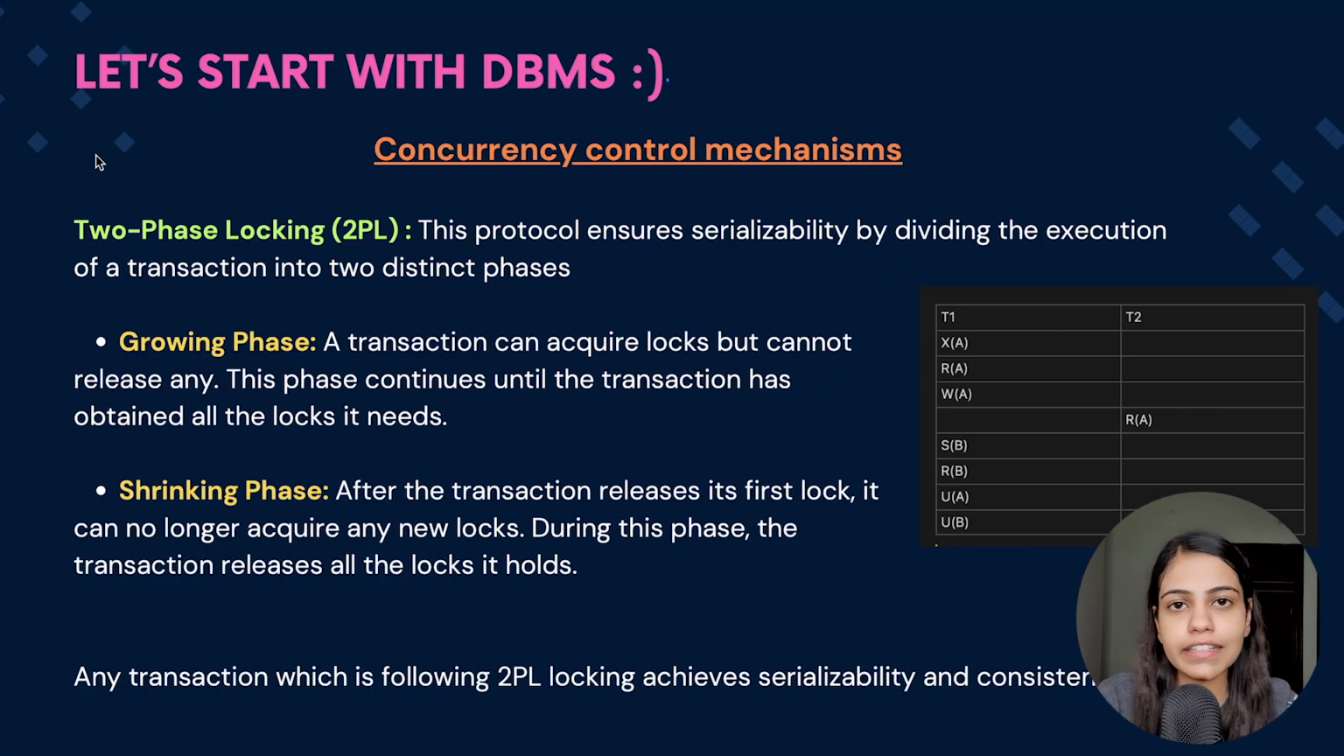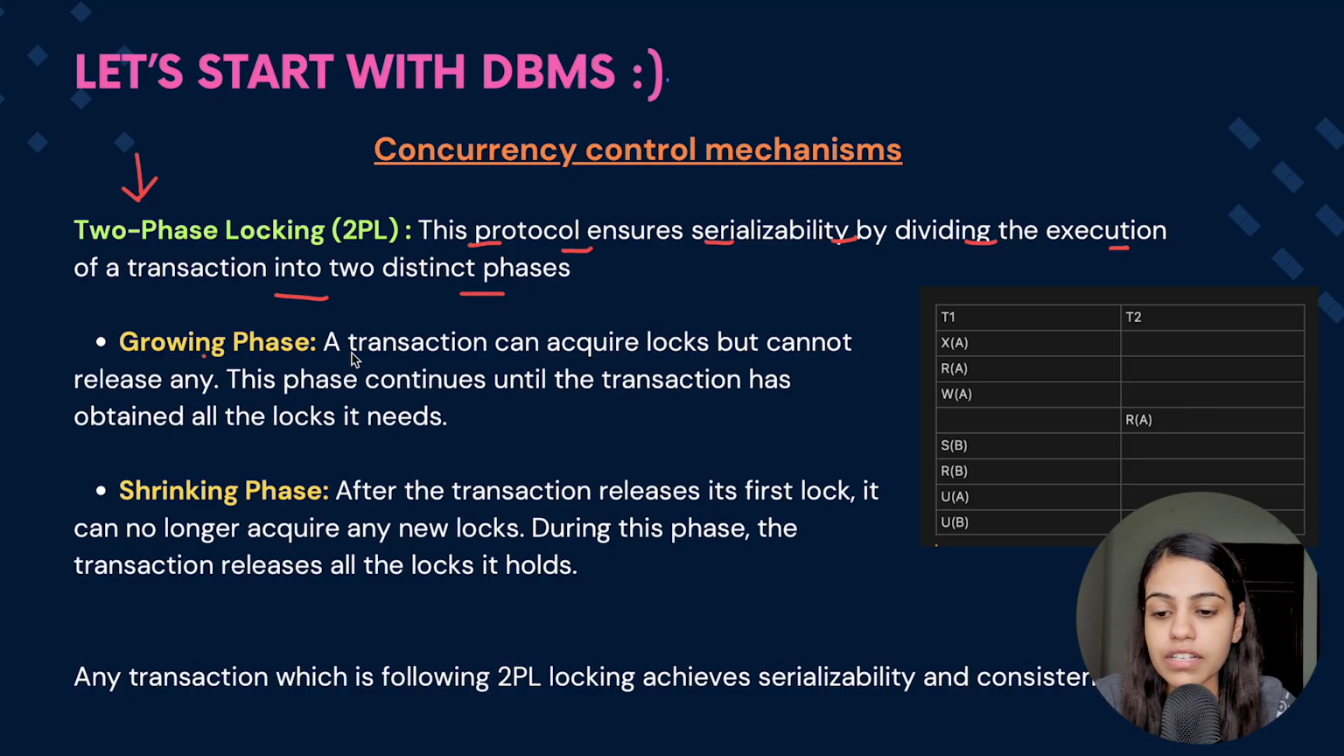So we saw that in the shared and exclusive locks there were some drawbacks. Because of this we introduced two-phase locking. Now what is this two-phase locking protocol? This protocol ensures serializability by dividing the execution of a transaction into two distinct phases. First one is the growing phase. A transaction can only acquire locks but cannot release any. This phase continues until the transaction has obtained all the locks it needs.